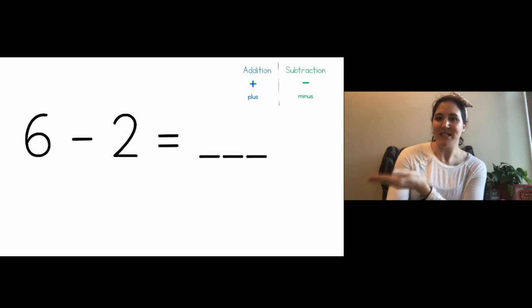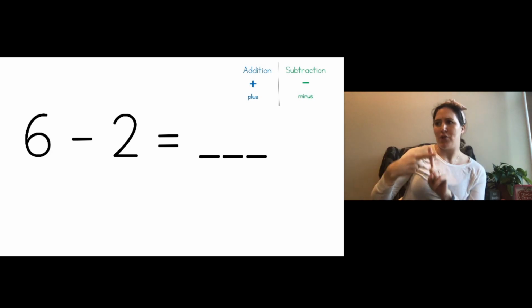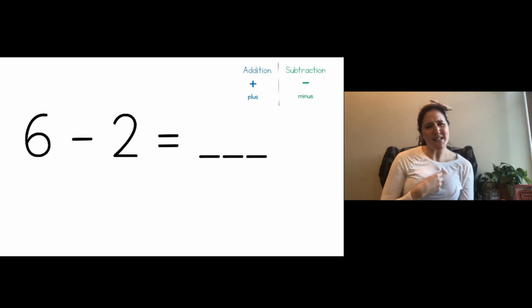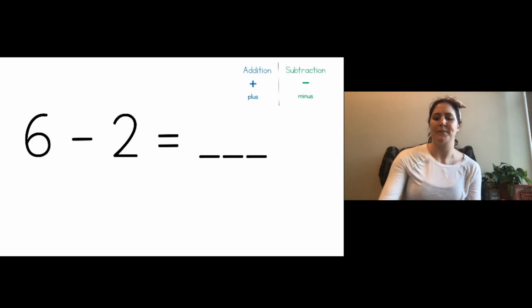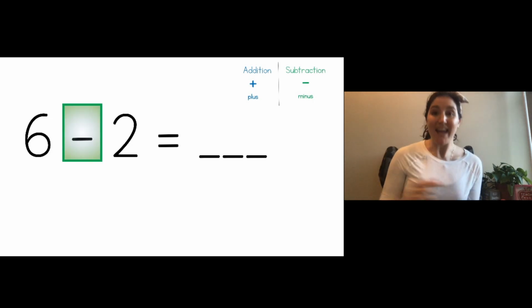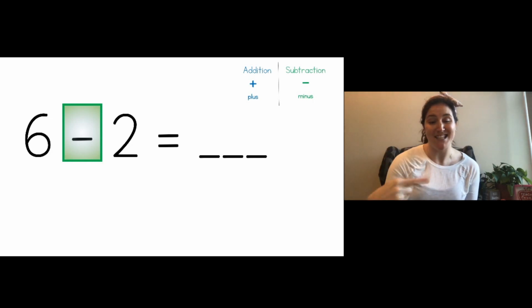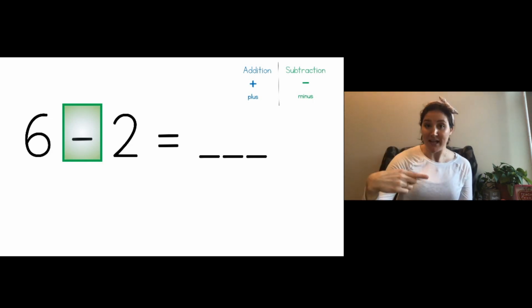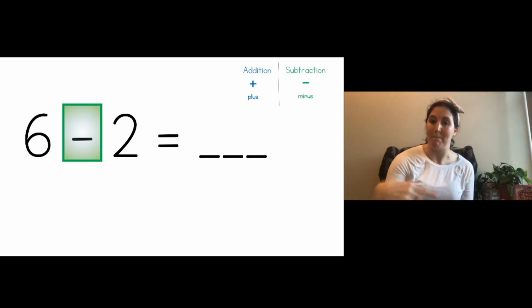So, I see this problem, and I first need to think about, do I see the blue plus sign, or do I see the green minus sign? What do I see in between those two numbers? Is that a plus sign or a minus sign? It's a minus sign. So it's that green minus sign. So that means that I'm going to be subtracting. I know when I see minus, when I see subtraction, I need to draw a group and then cross off to show the group that is getting minused.